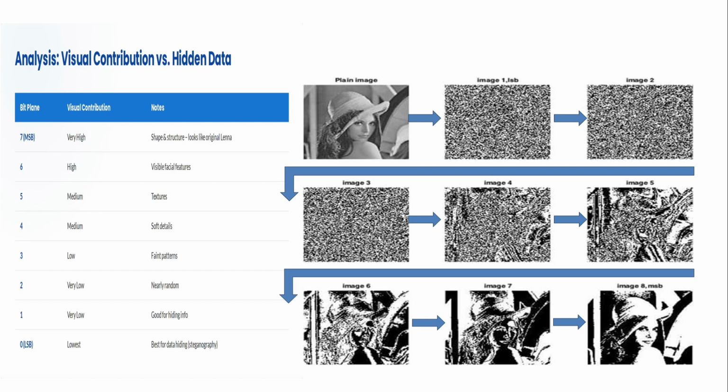These lower planes are excellent candidates for embedding secret data because modifications here do not change the image noticeably. Finally, bit plane 0, the LSB, contributes the least visual information. Changes made here are nearly invisible to the human eye, which makes it the best location for steganographic data hiding. This comparison clearly shows how the upper bit planes maintain visual quality while the lower bit planes offer safe space for watermarking and hidden communication.